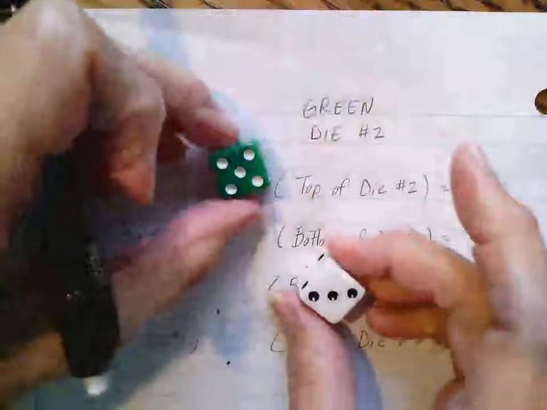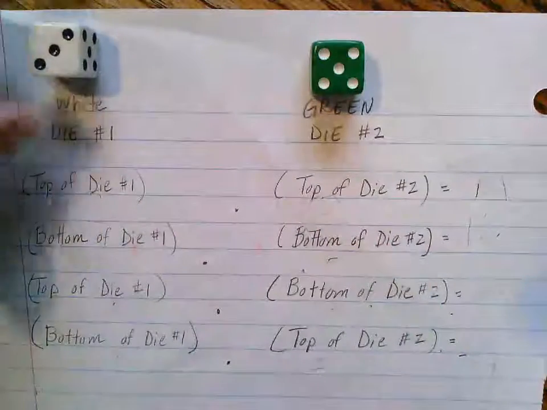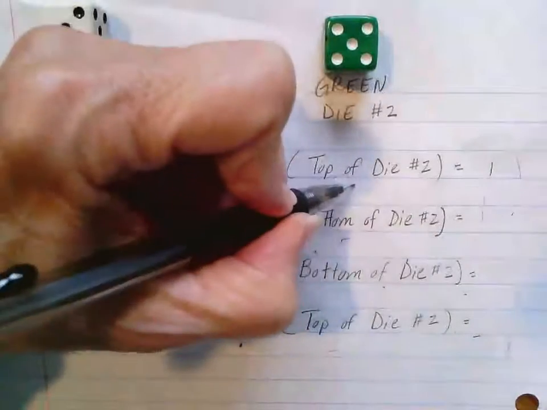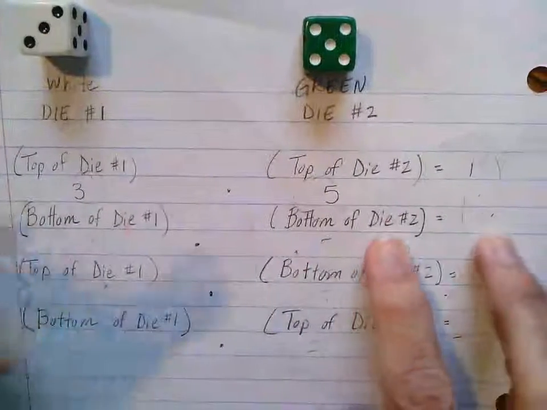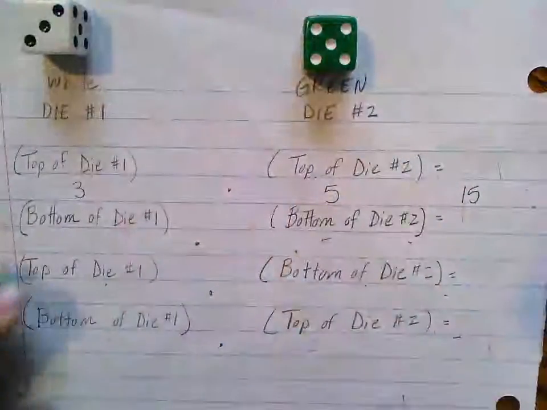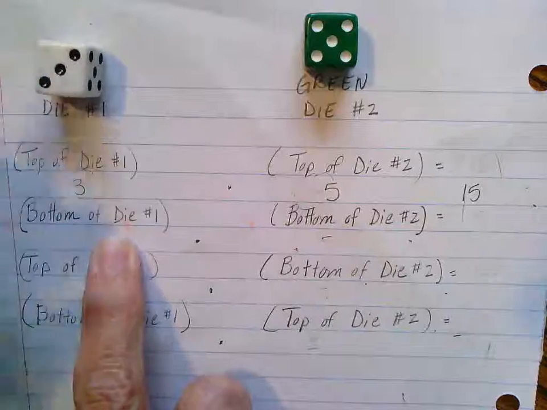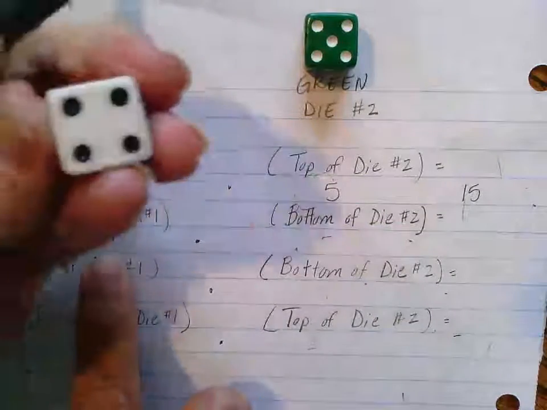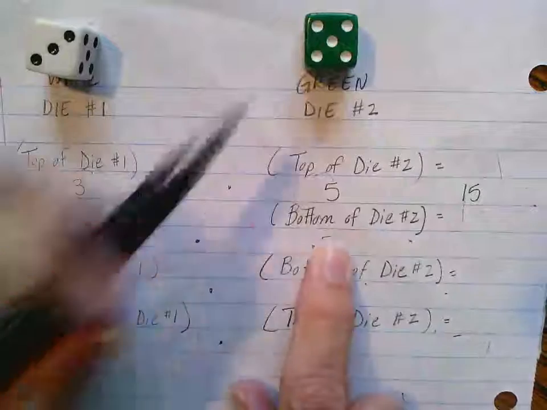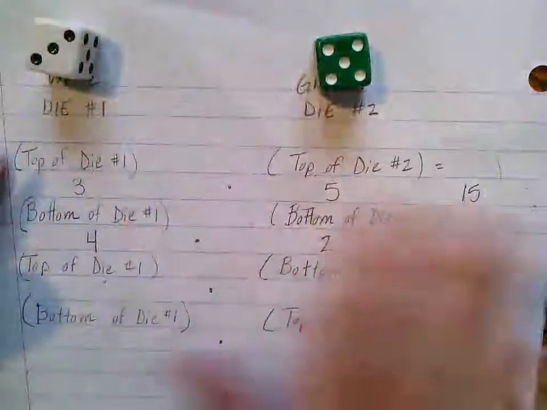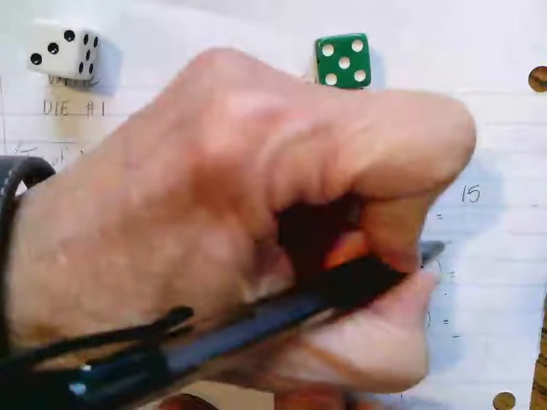I'll go ahead and roll them. So we have a 3 and a 5. So let's go ahead and do 3 times 5. 3 times 5 is going to give us 15. And the bottom of the first die, well, if this is a 3, then the bottom is going to be a 4. And I can double check that. And if this is a 5, the bottom of die 2 is going to be a 2. And I can double check that. And then I take the product of these. 4 times 2 is 8.